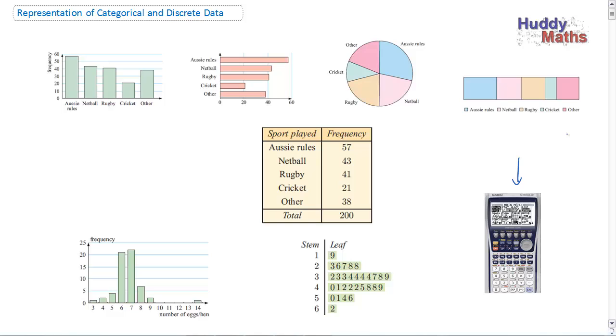Okay, let's look across the top. Have you seen some of these before? These are a column graph, a horizontal bar graph, a pie chart, and here, if you like, a subdivided bar graph. So these are some of the ways we represent categorical data. Can you see the categories over here? Aussie rules is a game, netball, rugby, cricket. So they're all categories, and this is the number of people who, when we surveyed them, said that they played those games. So that's the idea.